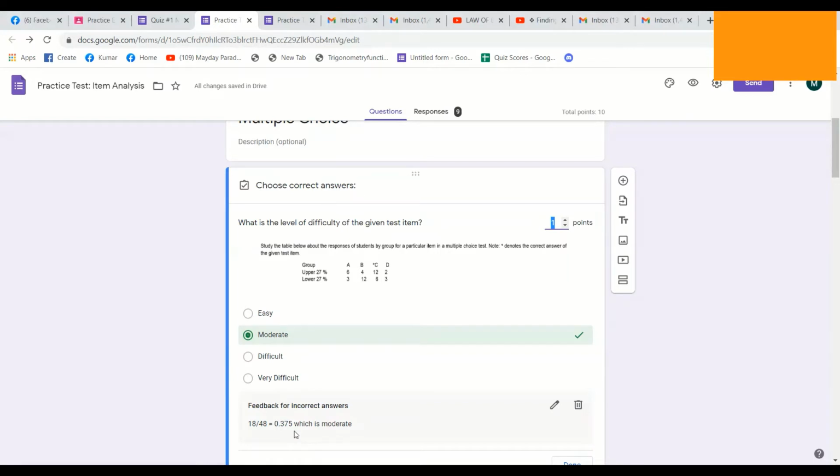Where does 0.375 belong? And that belongs to a moderate level. So for this case, this is moderate.